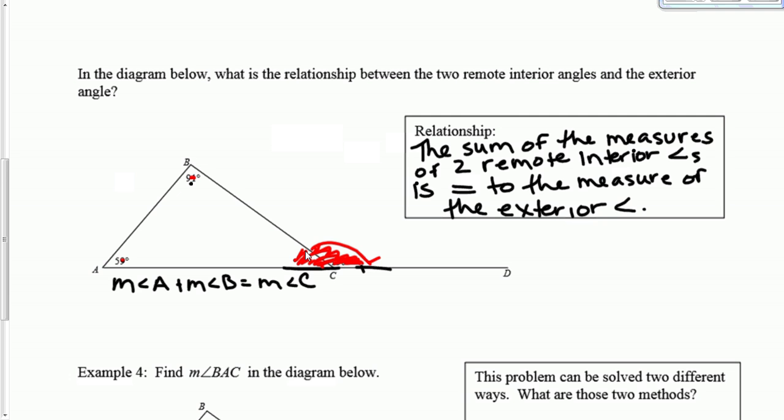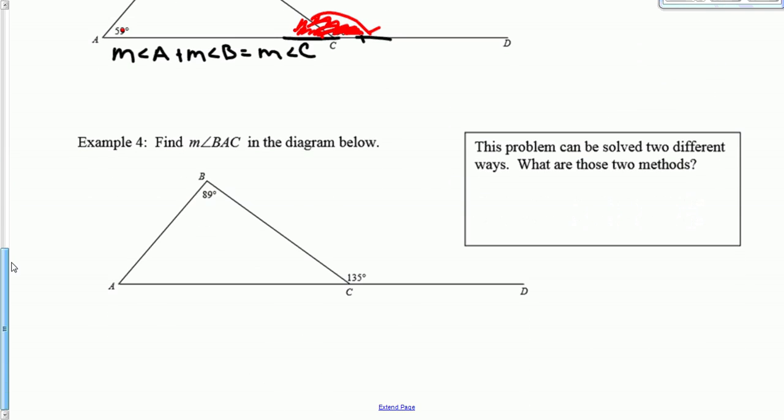All right, so we can use this information to do problems. Not only do we know that all three insides equal 180, we also know that we can use the outside and the insides to help us. So take a look here. We know the measure of angle B, and we know the measure of this outside guy right here. That's 135. Okay, so there's two different ways we can attack this.